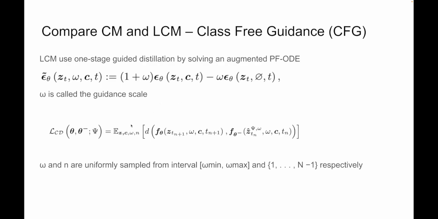So accordingly, we have to change our loss function to include w inside it, and w and n are uniformly sampled from the interval w min, w max, and 1 to N plus 1, N minus 1 respectively.